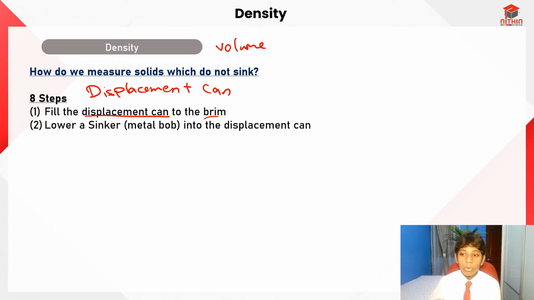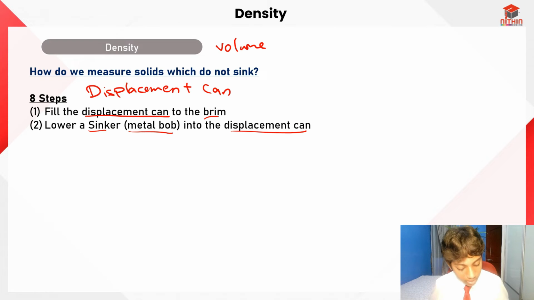Next, we lower a sinker. A sinker is basically an object that sinks, like a metal bob. Firstly we want to find the volume of the sinker, so we lower the metal bob into the displacement can. What we are trying to do in this second step is to find the volume of the sinker, so then we can subtract the volume of the sinker from the combined volume in order to find the volume of the actual object. You'll see that in the following steps. Okay, next step.